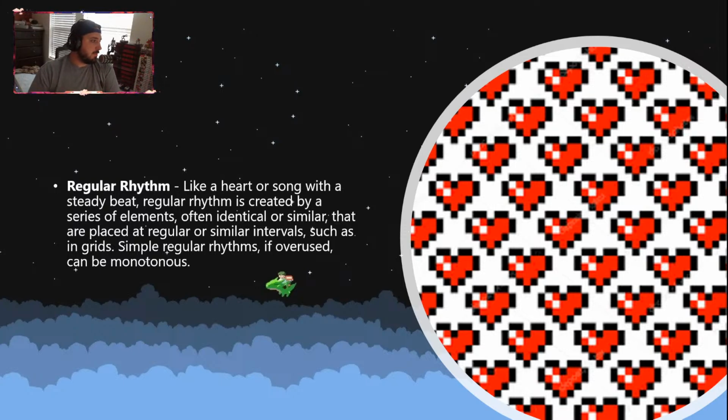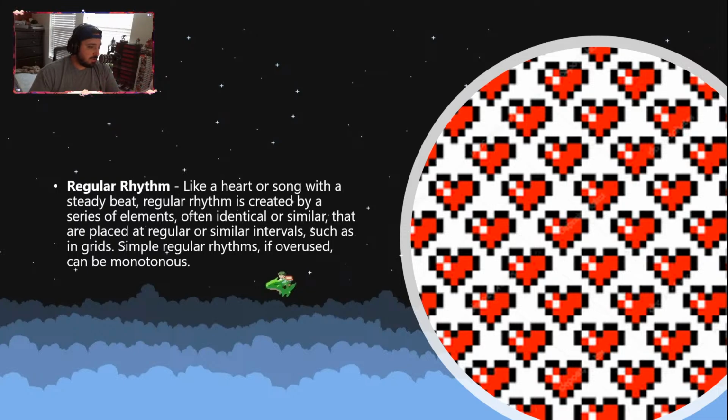So regular rhythm is like a heart or a song with a steady beat. Regular rhythm is created by a series of elements, often identical or similar, that are placed at regular or similar intervals, such as grids, right? Simple regular rhythms, if overused, can be monotonous.